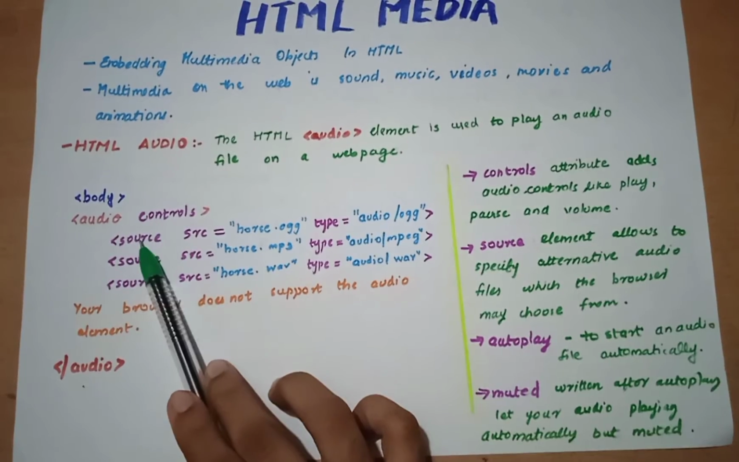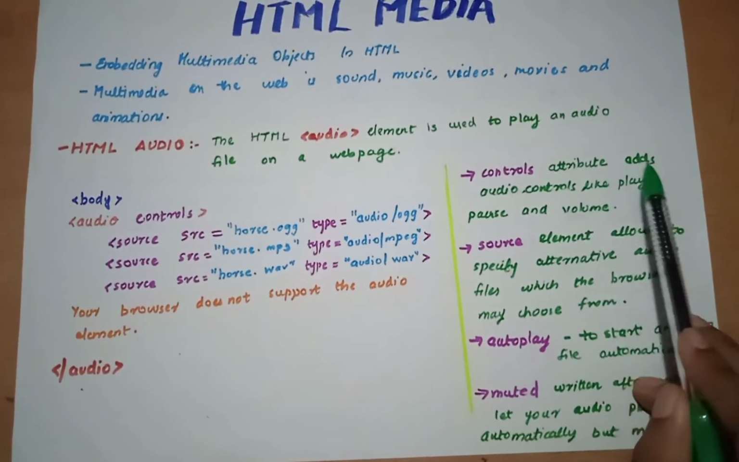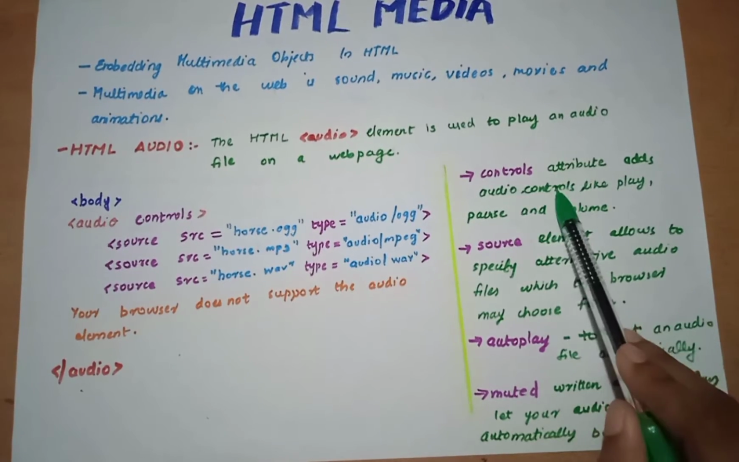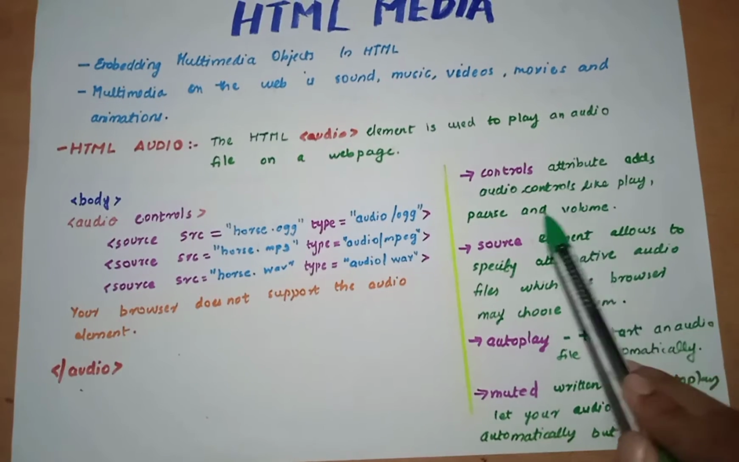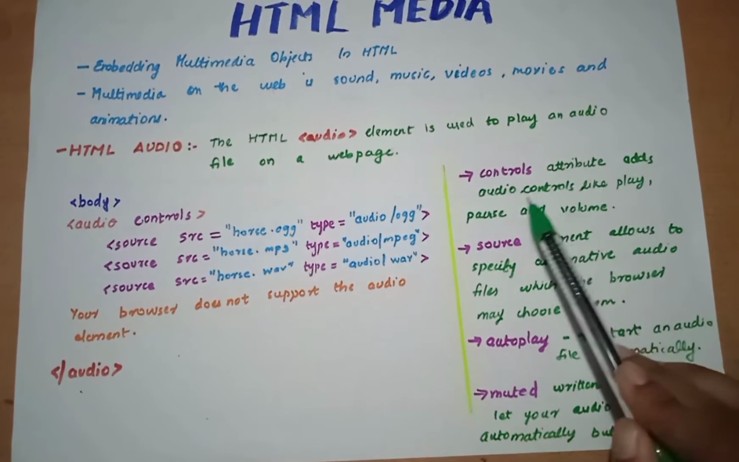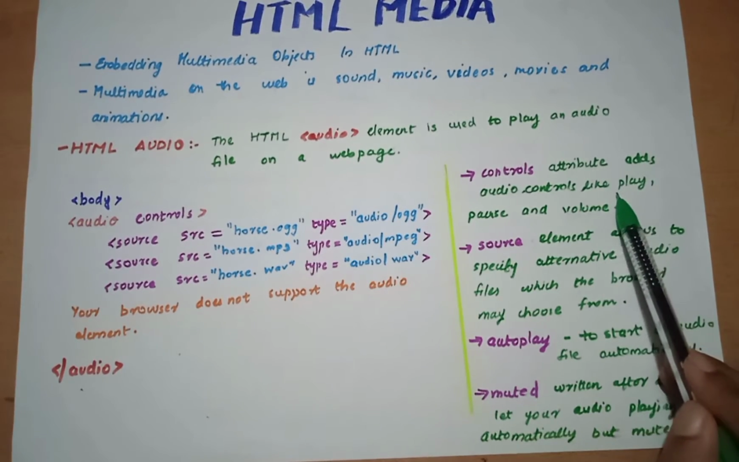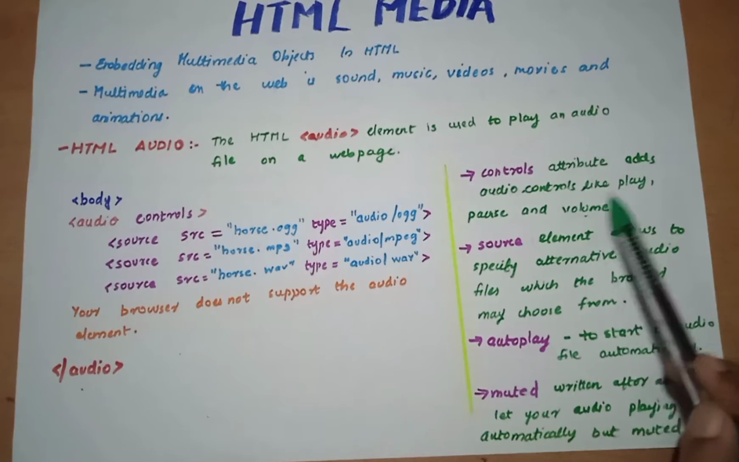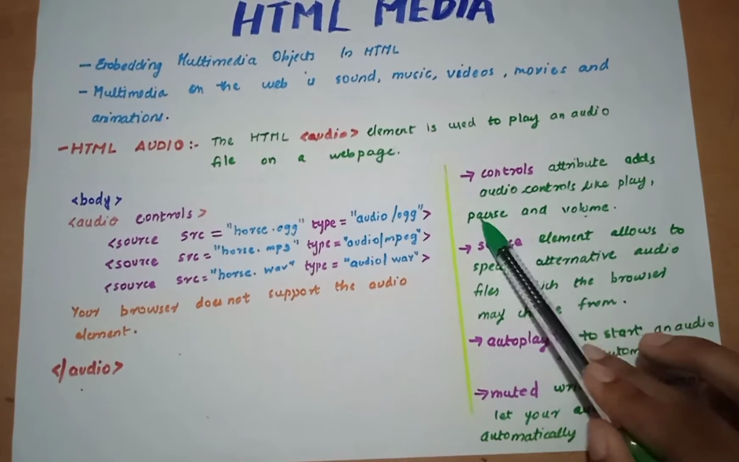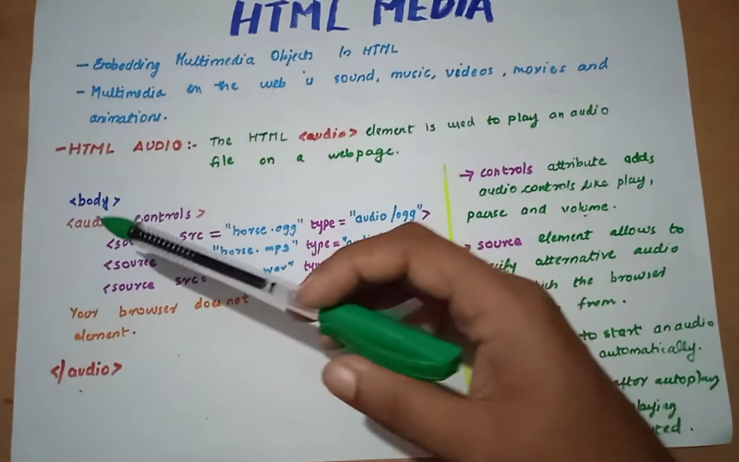So let's see each thing clearly. What is this controls? Controls is an attribute that adds the audio controls like play, pause and volume. We are already using these play button, pause button and also this volume button. For enabling these things we use this controls attribute on the audio element.